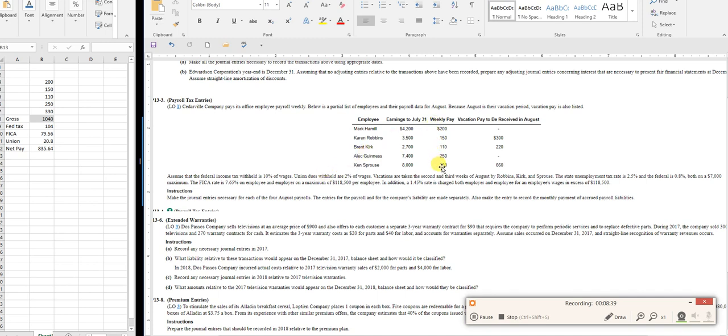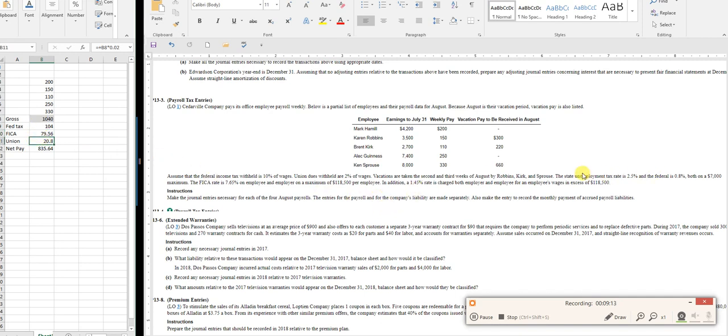I just added these up, and they add up to 1,040. Federal income tax withheld is 10% of wages, so I'm withholding that. I also have FICA at 7.65%, and nobody's above 118,500, so FICA is just 0.0765 times that number. Union dues are 2% of wages, so I simply take 2% of the 1,040.